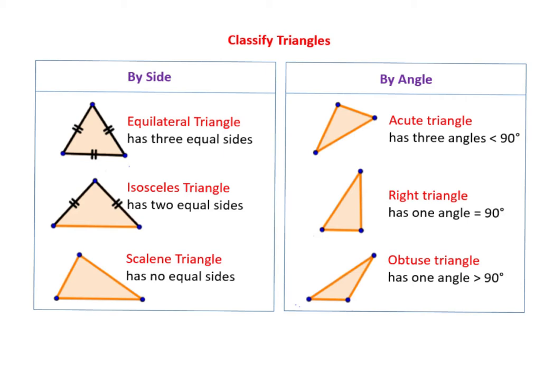An acute triangle has all of its angles acute, or less than 90. A right triangle has one angle that is 90 degrees, and an obtuse one has an angle greater than 90 degrees, okay? And so you will do these both ways. You will classify both by side and by angle, all right?